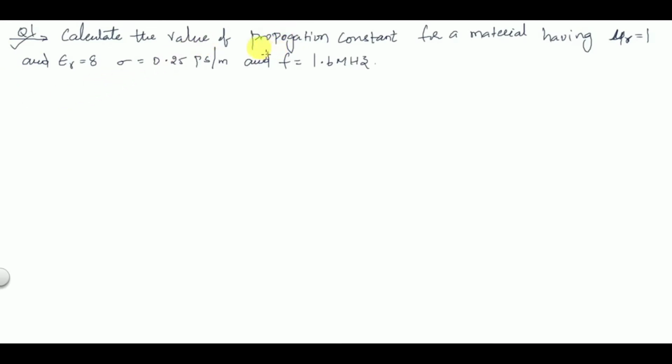So this is the first question. He has asked to find the value of the propagation constant, that is, he is asking the value of gamma, for the material having mu r equal to 1, that is relative permeability is 1, and epsilon r equal to 8, relative permittivity is 8, and sigma conductivity is 0.25 picosiemens per meter, and frequency is 1.6 megahertz.